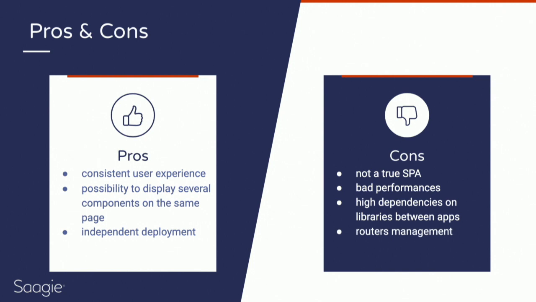Those two existing applications were coming with their own router based on hash. So to stay in a consistent state, the layout, the top level application, has to know about every possible state, every possible path of the two underlying applications. So we were introducing a very strong coupling there, which we were not really fond of.